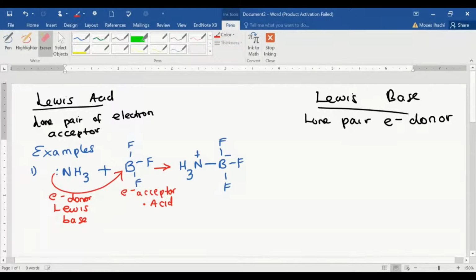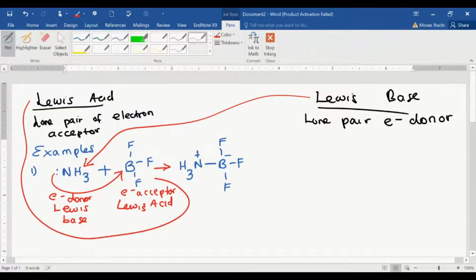So actually, all you're concerned with is, are we donating or are we accepting electrons? So again, our ammonia right there is a Lewis base. BF3 will be a Lewis acid in this reaction. Because Lewis base is an electron donor. Lewis acid is an electron acceptor.